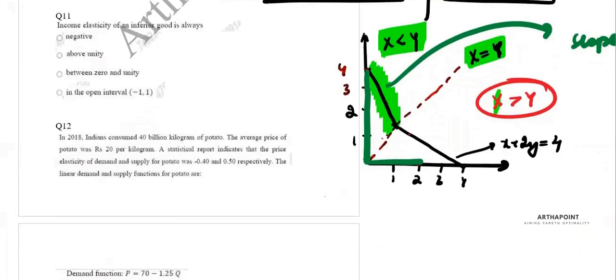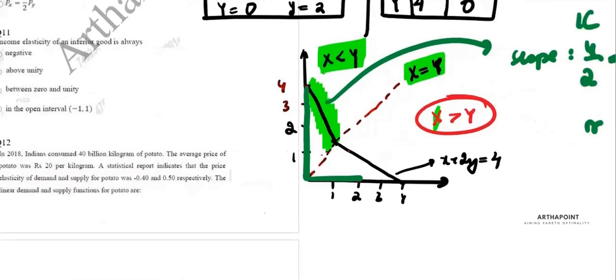Income elasticity of an inferior good is always... How do we write the income elasticity? So basically, the elasticity of anything is given by the percentage change in demand due to the percentage change in price. This is the price elasticity. When I talk about the income elasticity, then it is going to be the percentage change in demand due to the percentage change in income. Right? Now let's go ahead and take this forward.